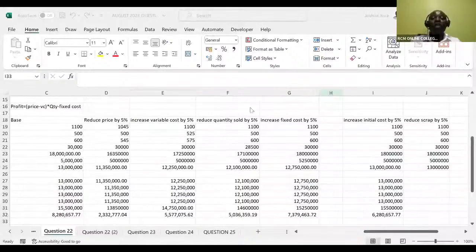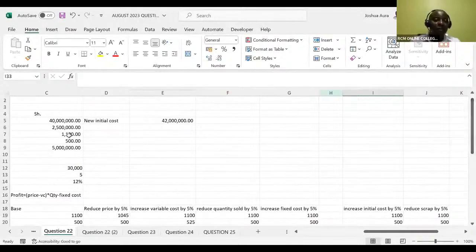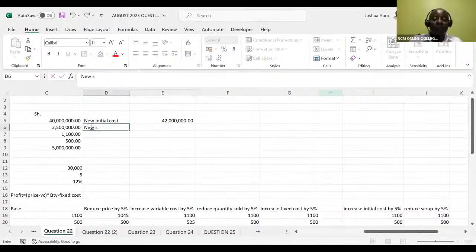So now we are reducing scrap. You don't have the scrap value in this table. Simply go to where you are able to see scrap value. This is the one. Just give me the new scrap value. So new scrap value, what do we have?